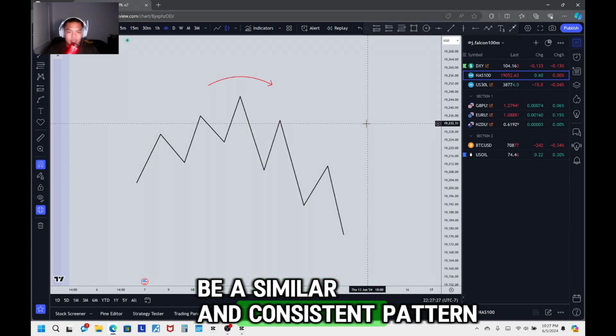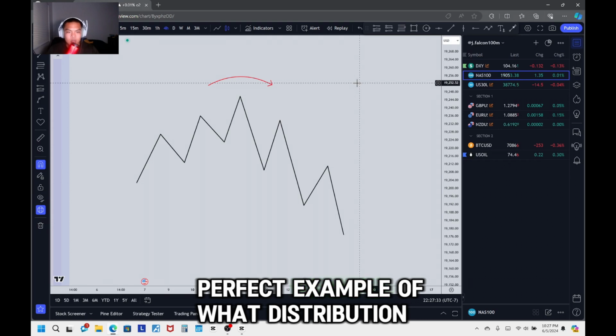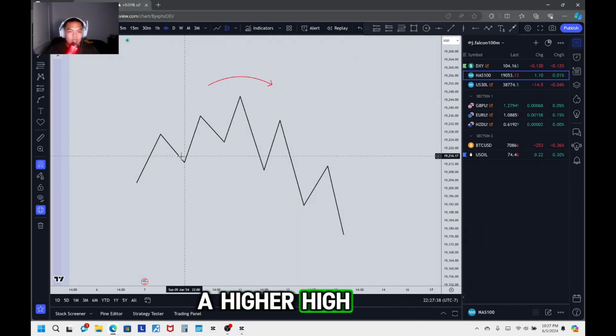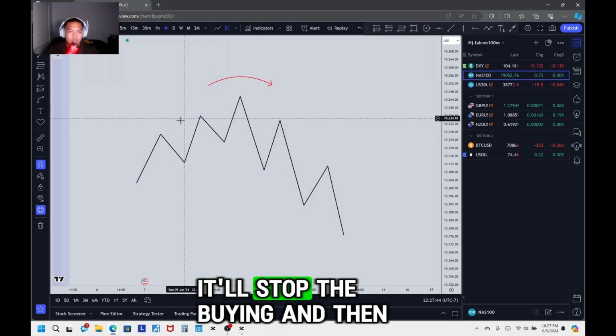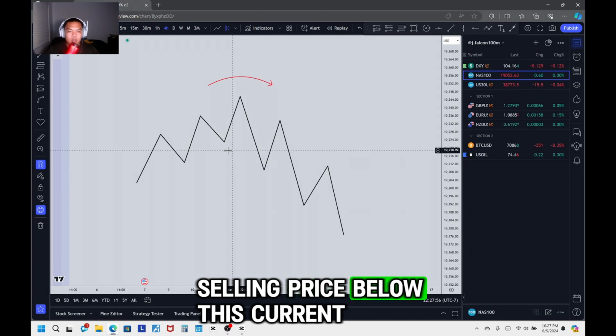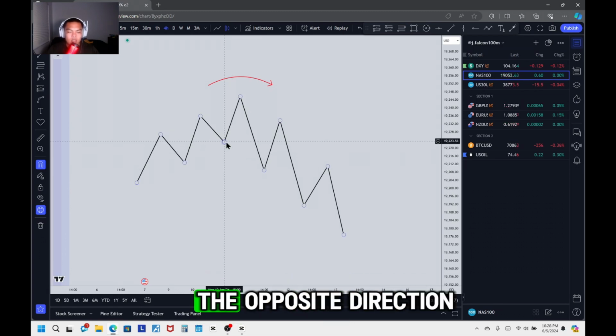Like I mentioned before, whenever you're looking to sell, there's always going to be a similar and consistent pattern. What we have right here on the chart is a picture perfect example of what distribution looks like. Price is going to start by making a higher high, higher low, higher high, higher low, higher high. It'll stop the buying and then it'll break structure, selling price below this current higher low, giving you first signs that it's willing to shift in the opposite direction.